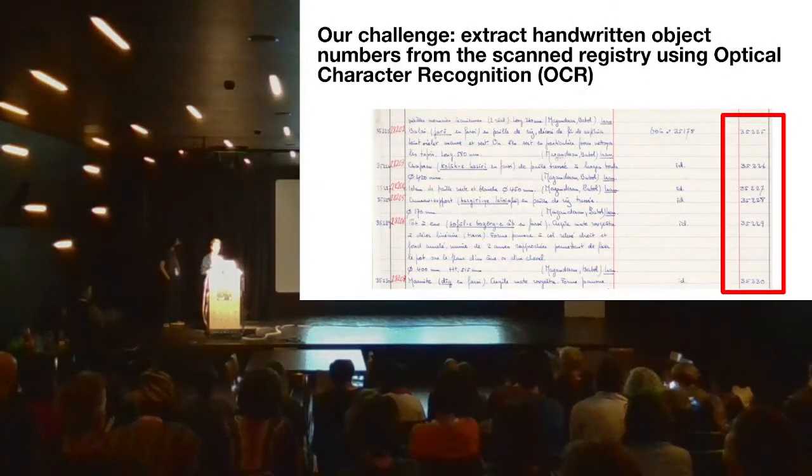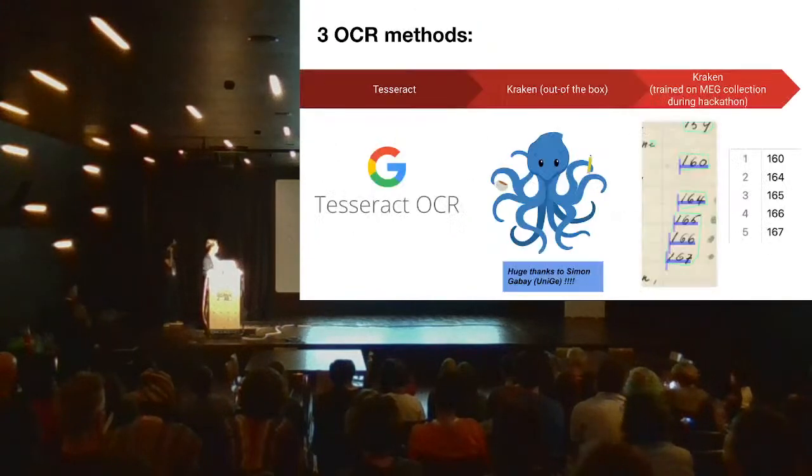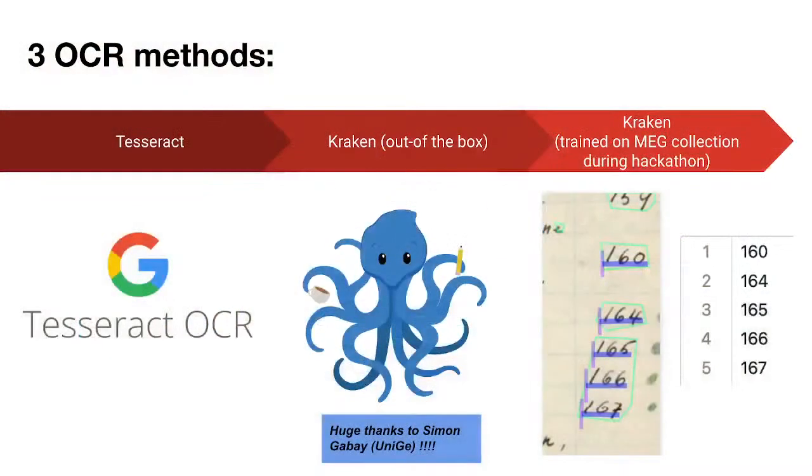Yeah, so we tried 3 different methods. The first one is called Tesseract, and it's open source software, which is currently owned by Google. Tesseract wasn't really trained to recognize handwritten digits, but it's relatively simple to use with lots of information available online. So we started with that.